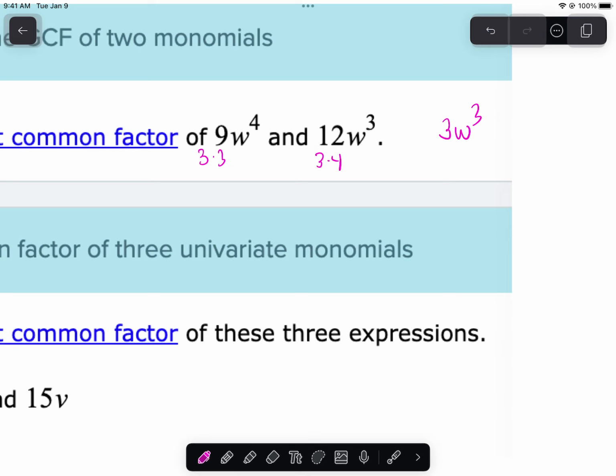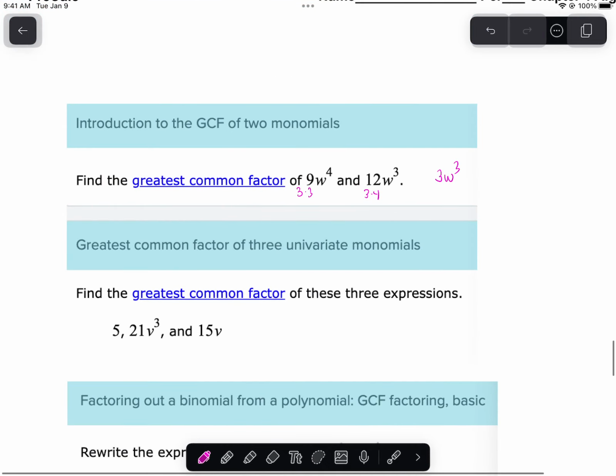Now, we're not talking about what they can divide into. That is a greatest common multiple, or sometimes least common multiple. We are talking about factors: a factor is something that will divide into you evenly. A factor divides into you evenly. Does everybody see why the answer is 3W cubed? What will go into them both?